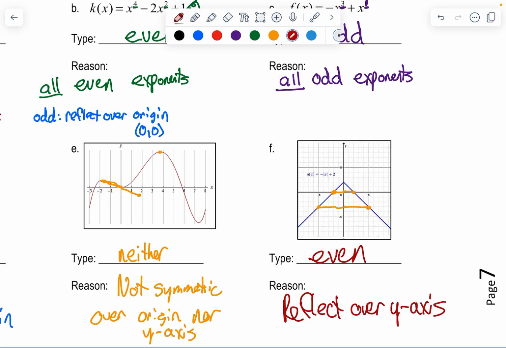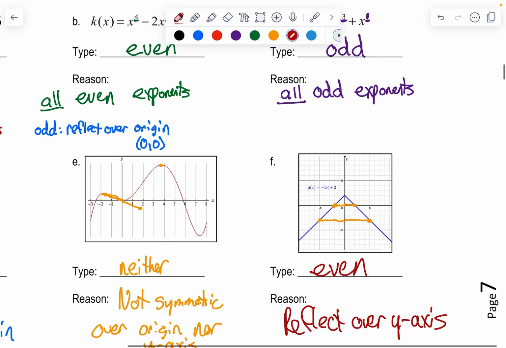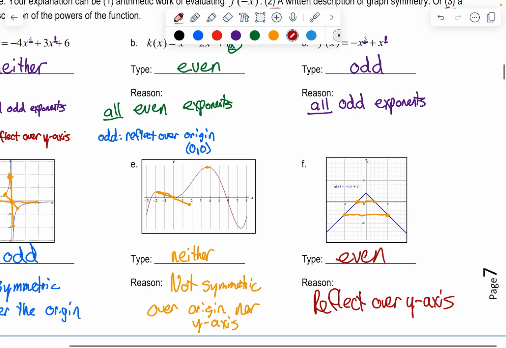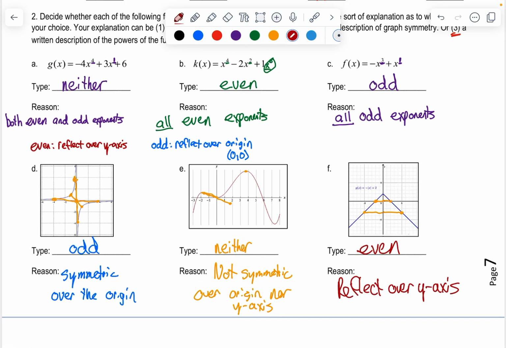Okay, so I'm going to stop this video here. It's being a little bit laggy, so I'm going to try to restart this iPad. But this is page 7 of your parent functions practice. I'll just do page 8 in a new video.